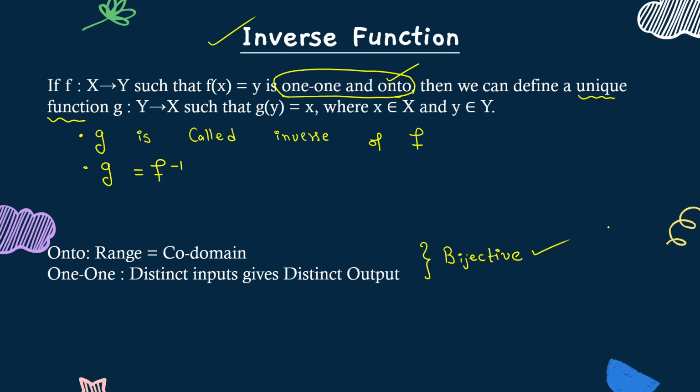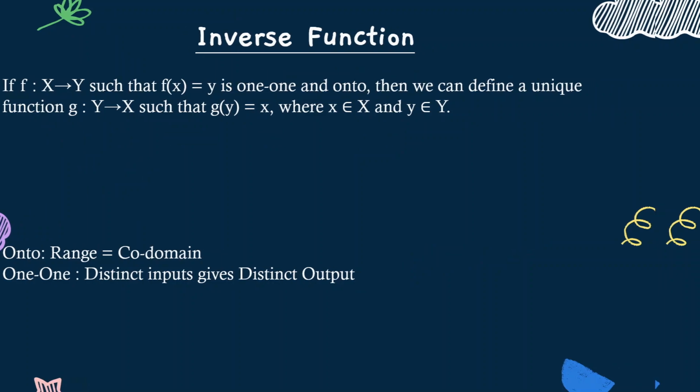This is a necessary condition, right? To get the inverse, the function should be bijective. That is a basic requirement for the inverse, right? So after understanding when the inverse function is possible, let's talk about the inverse function in trigonometry.